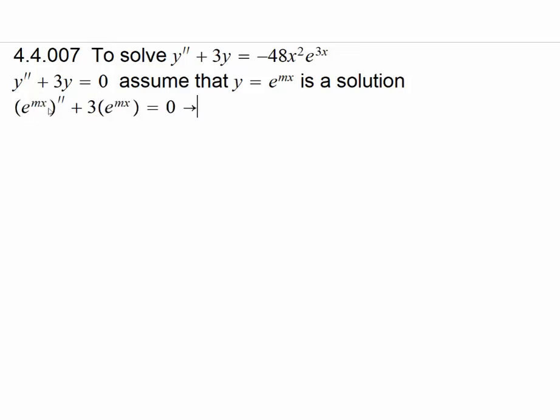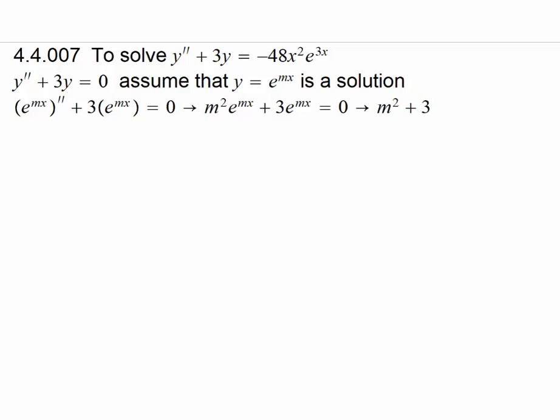Now the derivative of e to the mx: the derivative of an exponential function is the function itself times the derivative of the exponent. So in this case, the exponent, when you differentiate it twice, will produce a coefficient of m squared by the chain rule. And here we simply have 3 times e to the mx. And since the exponential function is never 0, this will yield that m squared plus 3 is 0.